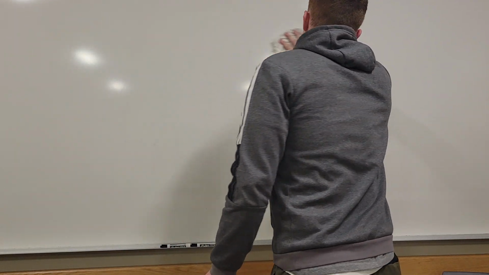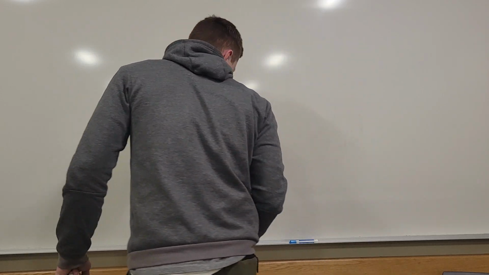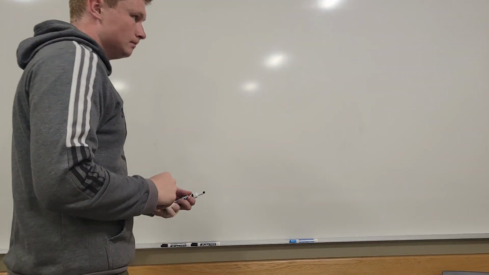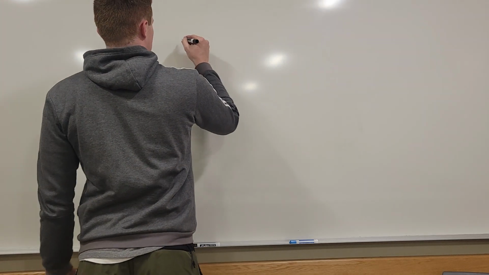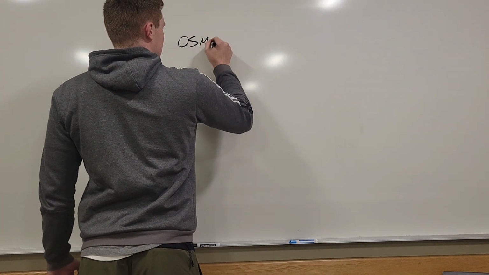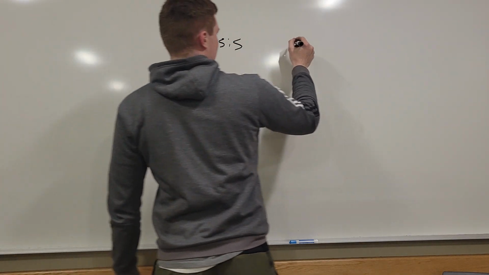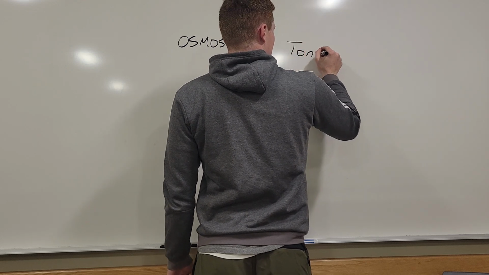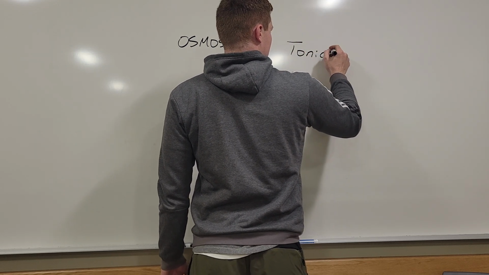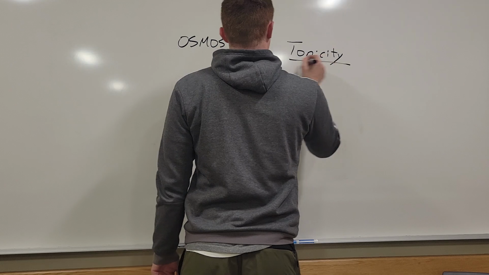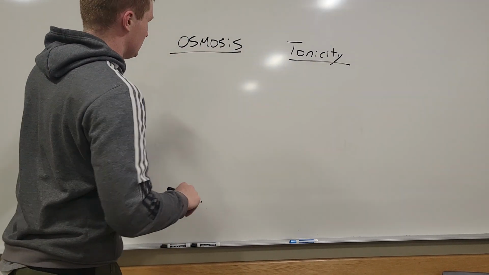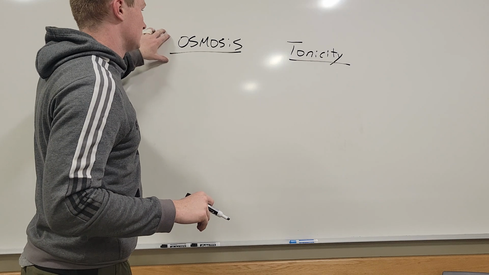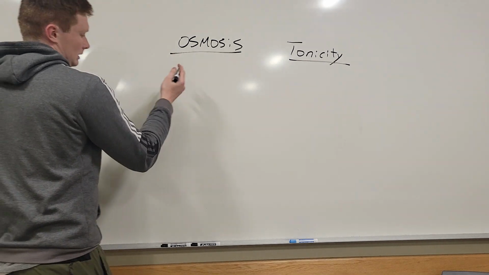Okay. I think the last thing is osmosis. Okay. So we got two things we're going to talk about: osmosis and then tonicity. Okay. So osmosis is comparing concentrations. So you can have something that's osmotically, we're going to introduce some new terms.